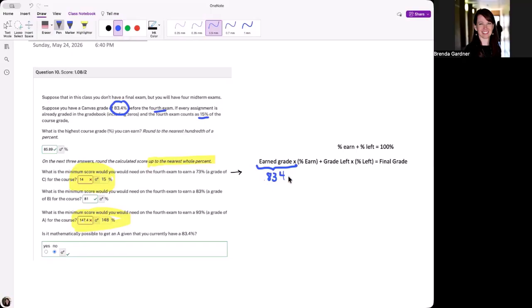So I'm going to just change that to 0.834. And then I need to multiply that by the percent that I've earned. Notice that these words should match. The grade that I earned needs to be multiplied by the percent of the grade that I've earned. If 15% of my grade is left, I'm going to change that to 0.15. Your grade will end up 100% of your grade. So you're trying to figure out how much you've earned, which would be 85% or 0.85. The grade left is what I'm trying to figure out. This is that fourth exam, my unknown variable. And the final grade that I want is 73.